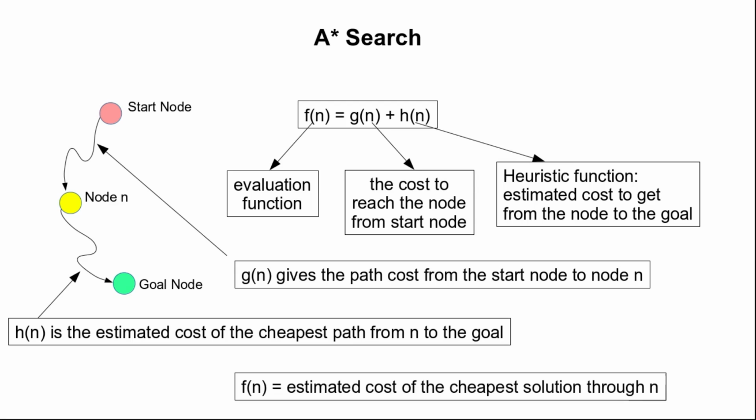So now f(n) is nothing but g(n) plus h(n). So we know this is g(n) and this is h(n). So f(n) will be the cost of the path which starts at the start node and goes through node n up to the goal node. So f(n) is g(n) plus h(n). And since we already said that this path from node n to the goal node is the cheapest path, we can say that f(n) is the estimated cost of the cheapest solution path through node n. So the f value for node n will tell us what would be the cheapest path from the start node to the goal node through node n.